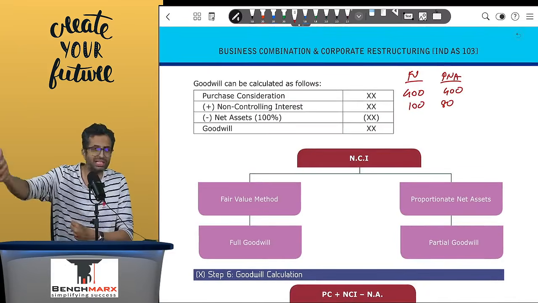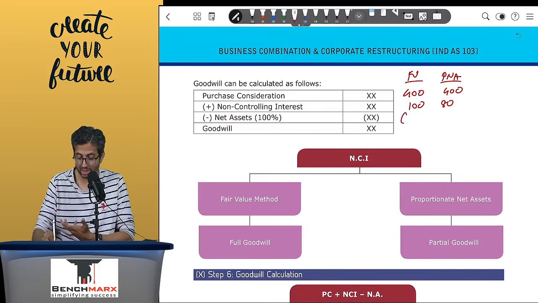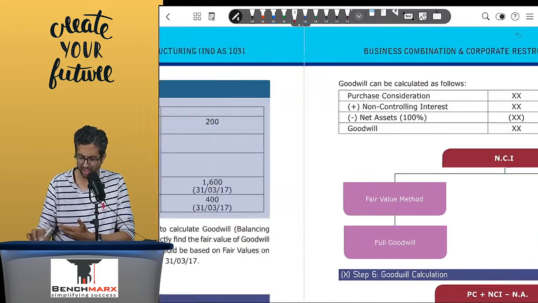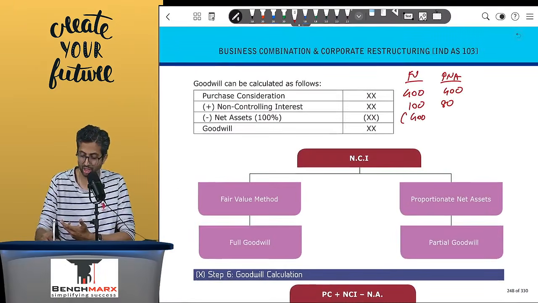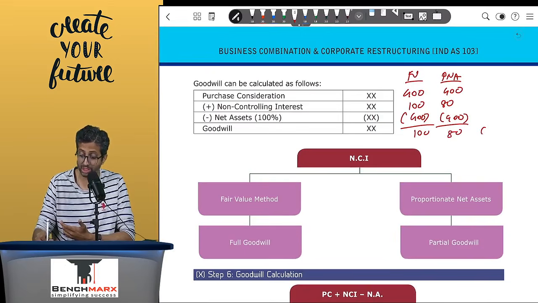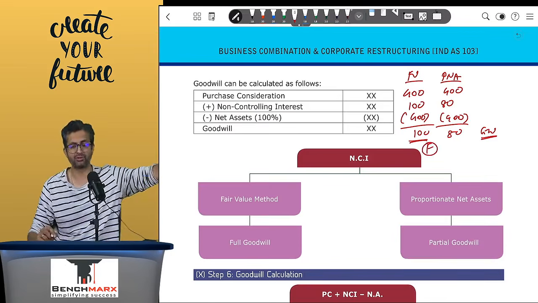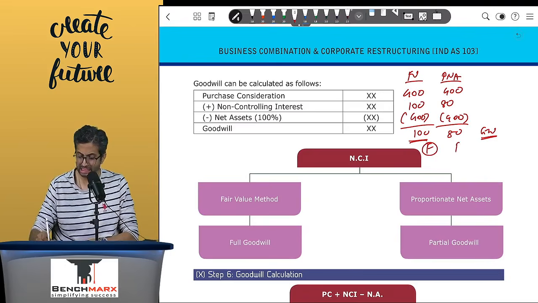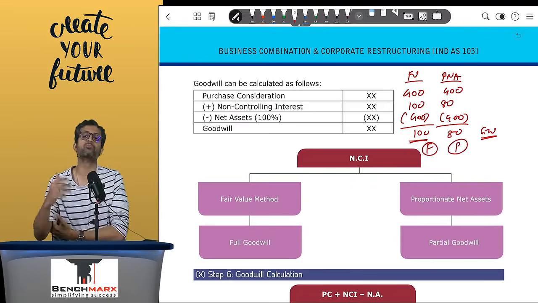You are paying 5 rupees for 80 shares, that is 400 rupees you are paying. Net assets you are taking over is still going to be, for example, over here we have taken in an example, net assets are 400. So let us say you are still going to take 400. And hence, if I were to take the difference over here, this difference will come to 100, this difference will come to 80. What is this? Well, this is called as goodwill. Now this 100 is called as full goodwill, F for NCI at fair value, F for full goodwill, and this 80 is called as partial goodwill, P for proportionate net assets at NCI and P for partial goodwill.